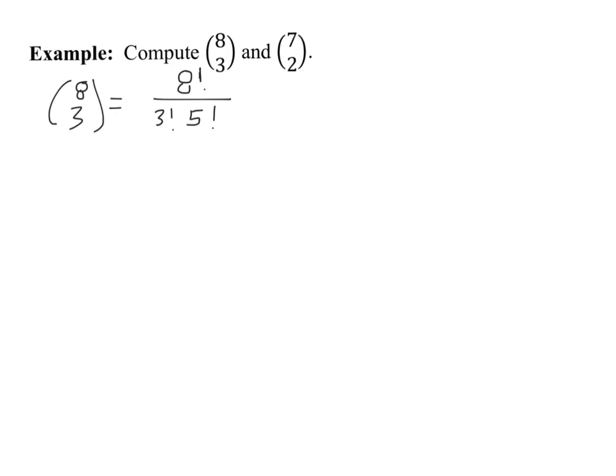Something you're going to notice here, by the way, is that when you're computing these combinatorial coefficients, the two numbers on the bottom are always going to add up to the number on the top. That's always the way these combinatorial coefficients are going to work out.